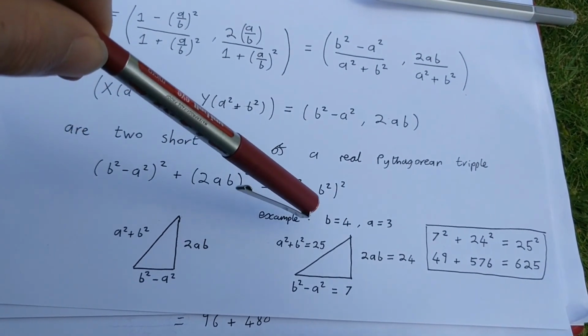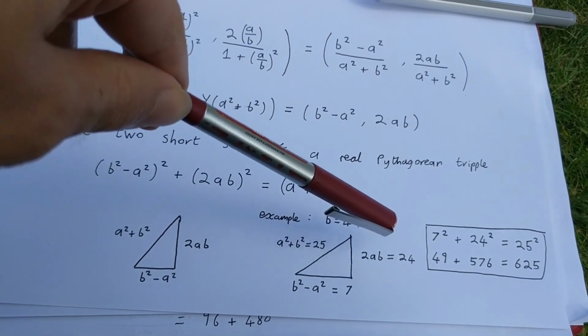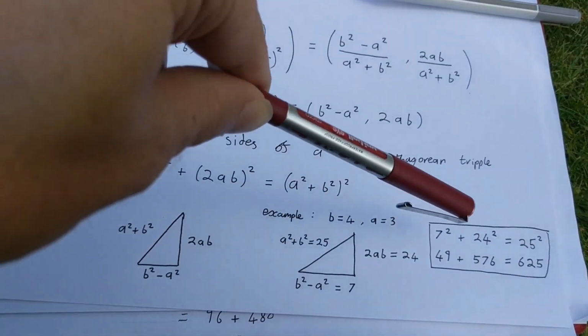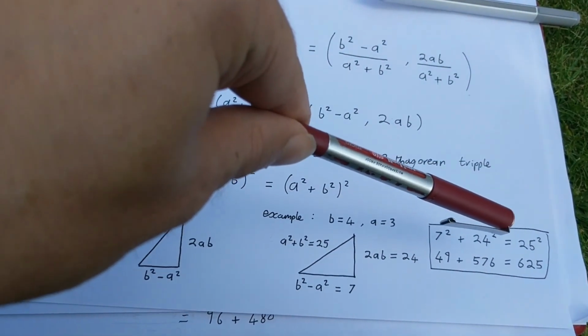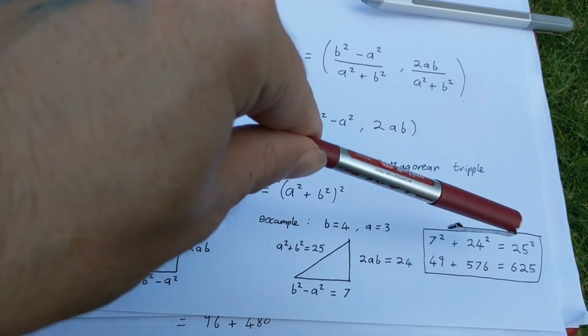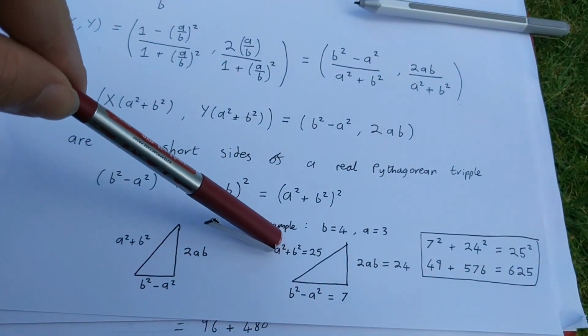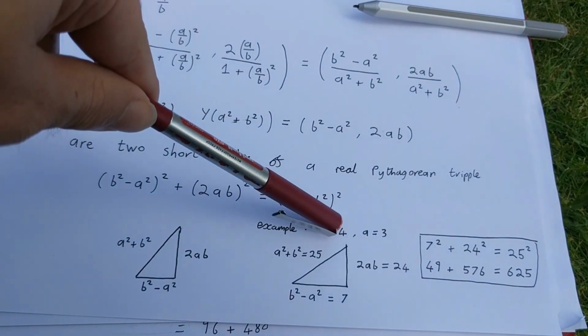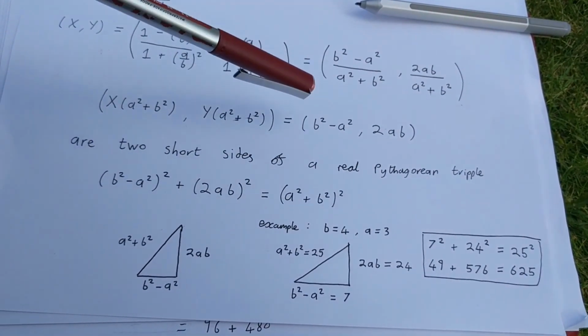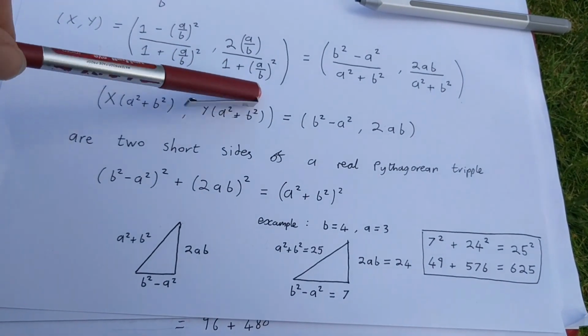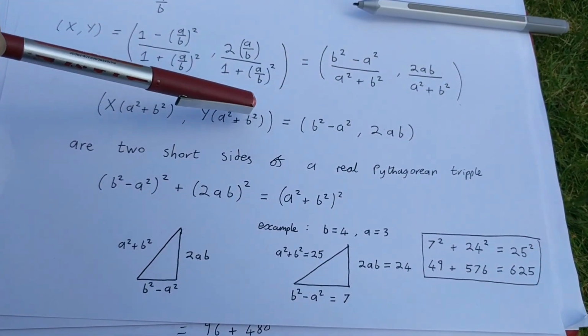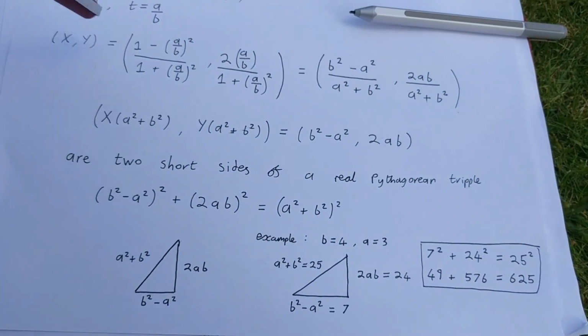And you can check that 7 squared plus 24 squared is 25 squared, and a squared plus b squared is 25. That's 16 plus 9. So it all works out very nicely, and so let's think about how to generalize it.